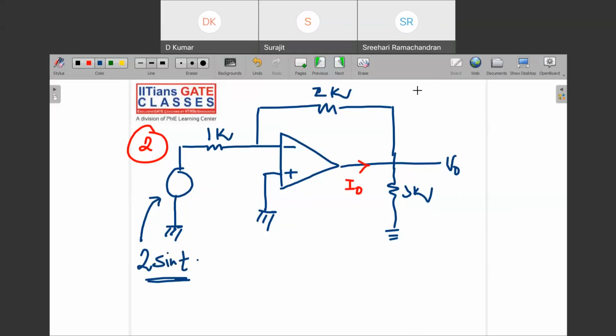Consider that the op-amp is ideal. If nothing is mentioned in the question, you have to consider the op-amp is ideal. Ideal, right? Op-amp is ideal means what? It will not take any current, because input resistance will be quite high. Okay, so I think you guys have got the answer.